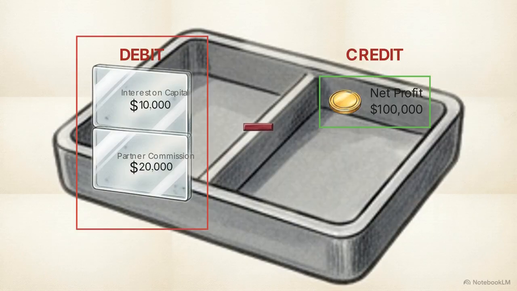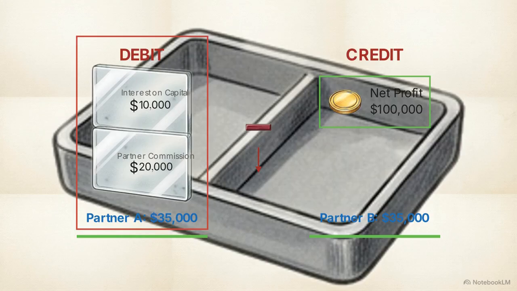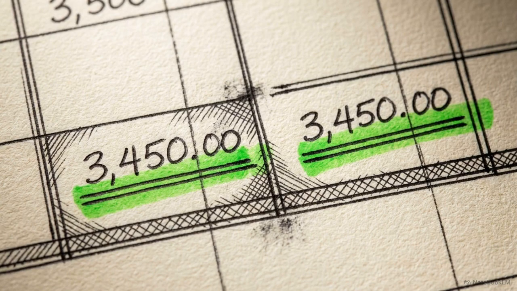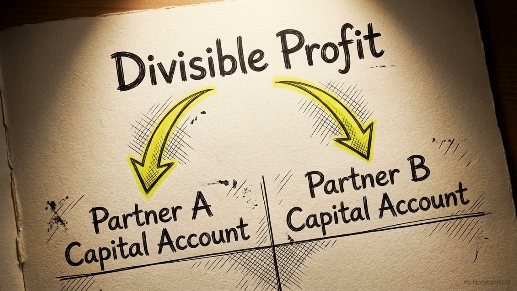To determine exactly how much cash is remaining for the partners, we subtract the total debits we just listed from our starting credit balance. The result is our final divisible profit. We then distribute that remaining profit according to the 1-to-1 ratio we locked in during the previous step. Achieving a perfectly balanced profit and loss appropriation account provides definitive mathematical proof that all the partnership rules have been satisfied.